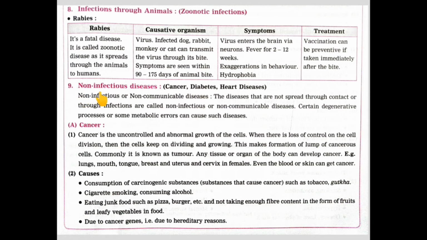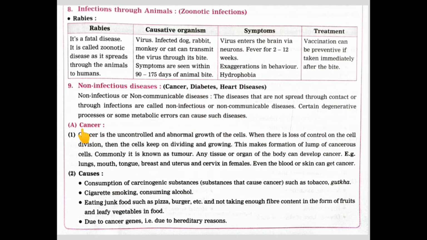Then we will see non-infectious diseases. Here cancer, diabetes and heart diseases are non-infectious diseases. The diseases that are not spread through contact or through infections are called non-infectious or non-communicable diseases. Certain degenerative processes or some metabolic errors can cause such diseases.